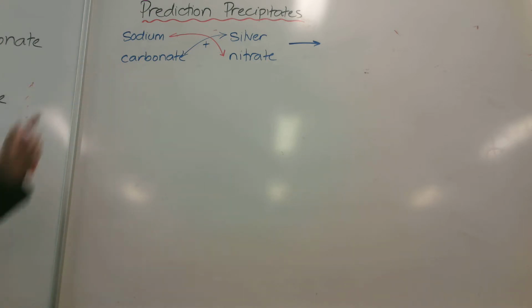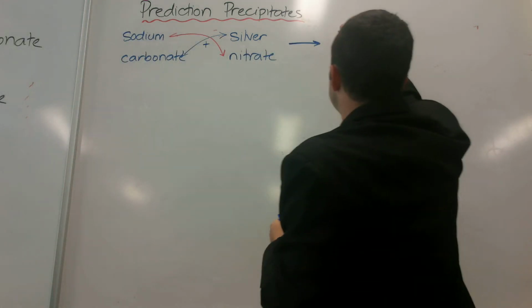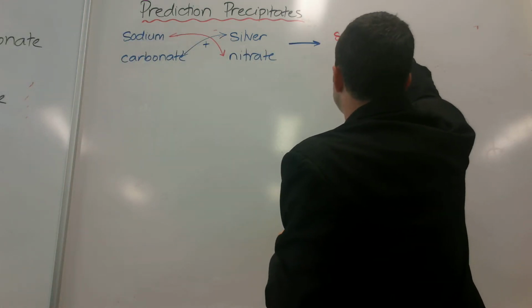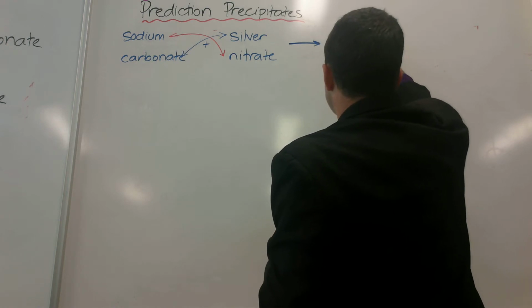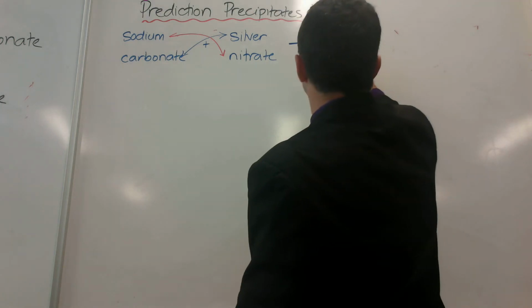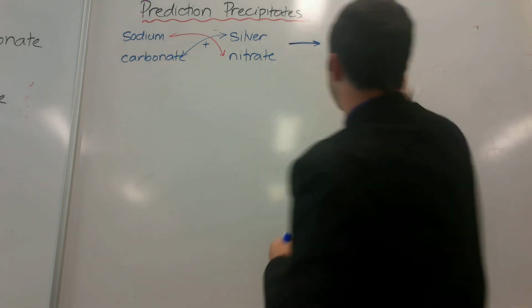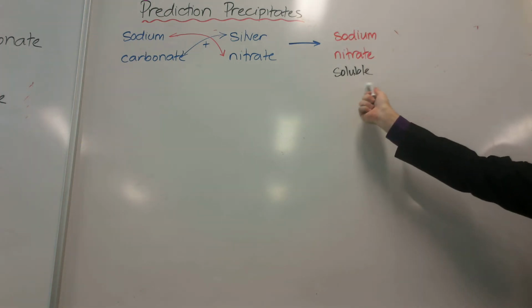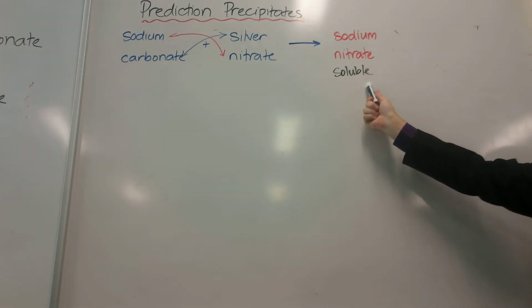So I write those names down. The red one was sodium nitrate. All sodiums and all nitrates are soluble. This is a rule that you'll have in a table, so you don't have to remember it; you're actually given it. It says all sodium salts are soluble, all of them. So automatically you can say that this is soluble, so that would not cause a precipitate.